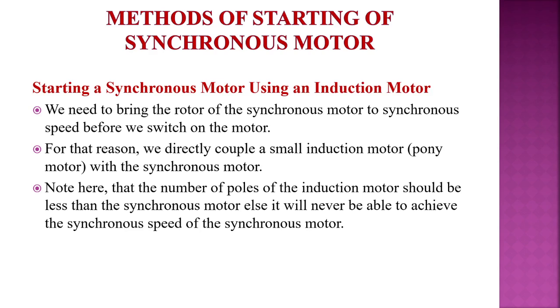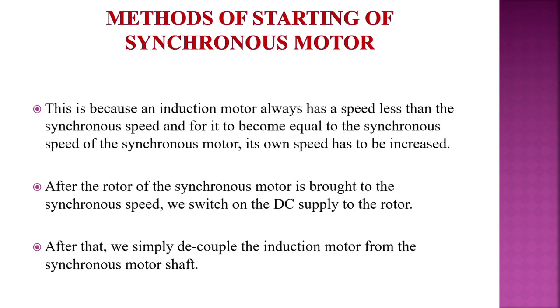Okay. So what we have to note down here is that the number of poles of the induction motor should be less than the synchronous motor, because if it does not happen, then it will never be able to achieve the synchronous speed of the synchronous motor. This is because an induction motor always has a speed less than the synchronous speed, and for it to become equal to the synchronous speed of the synchronous motor, its own speed has to be increased. Okay. Why? Because an induction motor will always have a speed less than synchronous speed.